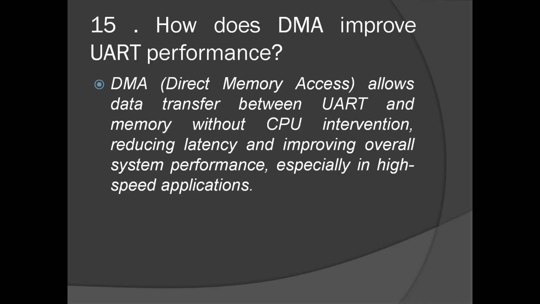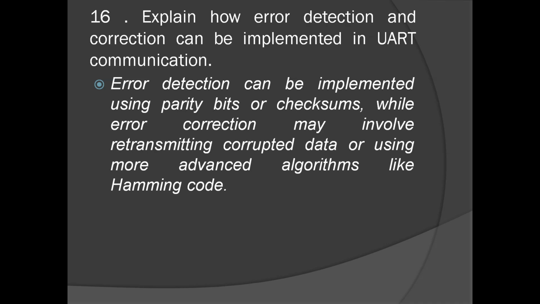Next. So basically, error detection can be implemented using parity bits or checksums, while error correction may involve retransmitting the corrupted data or using more advanced algorithms like Hamming code. I didn't say Hamming code is used anywhere, but we can use it, I think. Okay. Yeah.